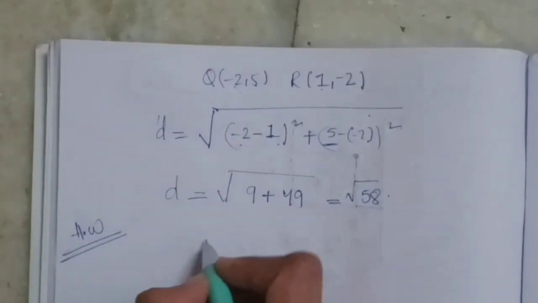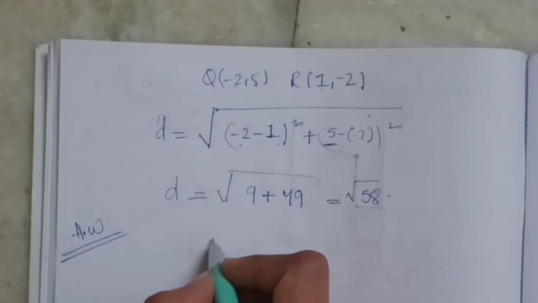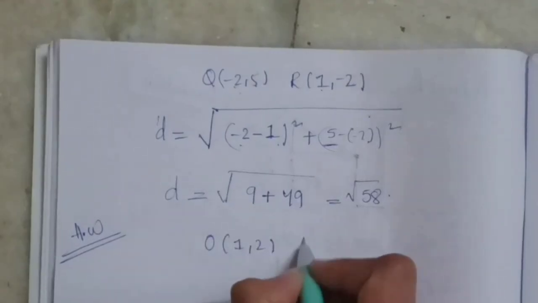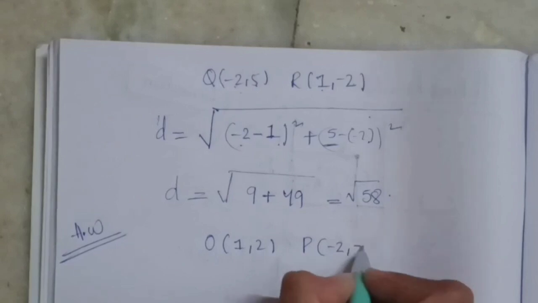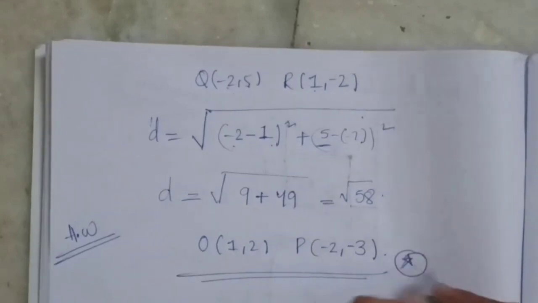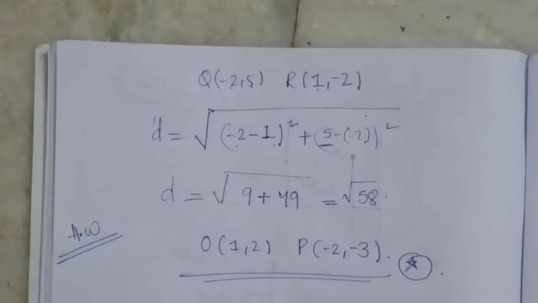And now this is your homework. Find the distance between a point O, which is 1 comma 2, and a point P, which is minus 2 comma minus 3. Okay, solve this and tell me the answer. Comment down in the comment section, right?